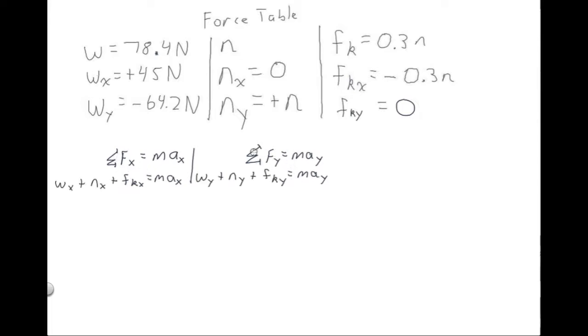Similarly, this sigma tells us to add all the y components of the forces for this equation. Continuing to plug in, we should plug in values for each of the components from our force table. W sub x is 45 newtons, n sub x is 0, f sub kx is negative 0.3 n, w sub y is negative 64.2, n sub y is n, f sub ky is 0. Now we can plug into the right side of our equation.